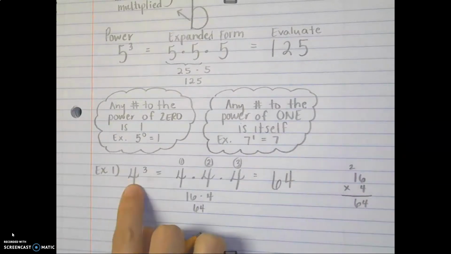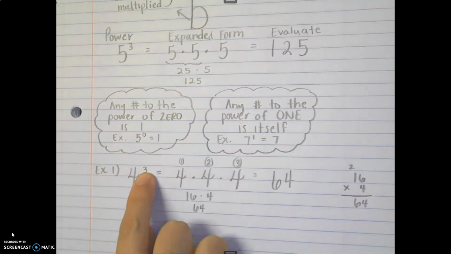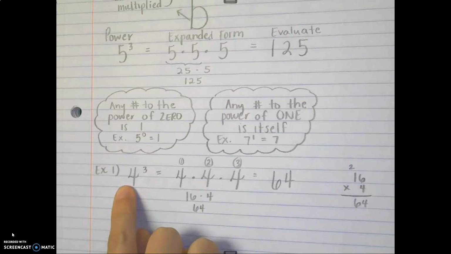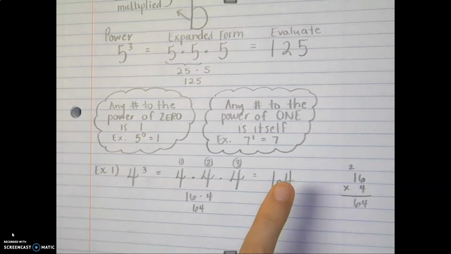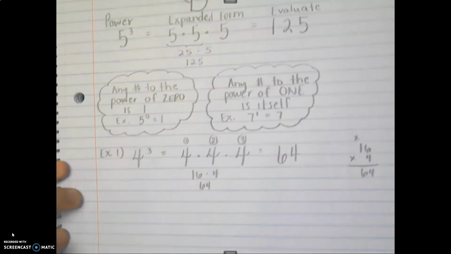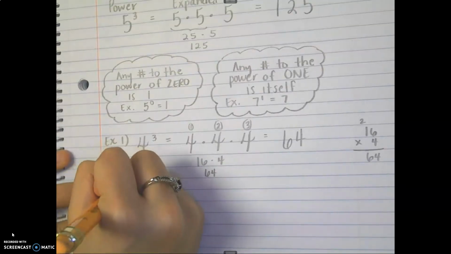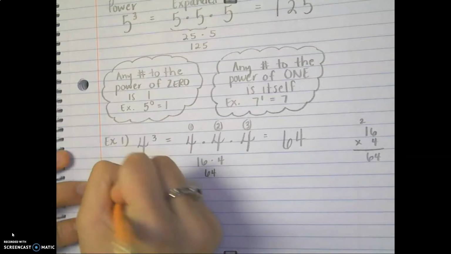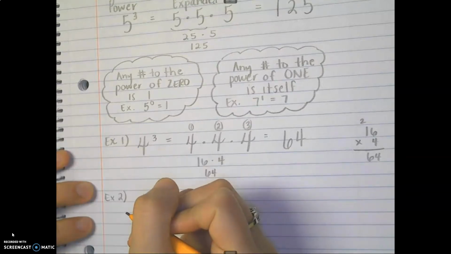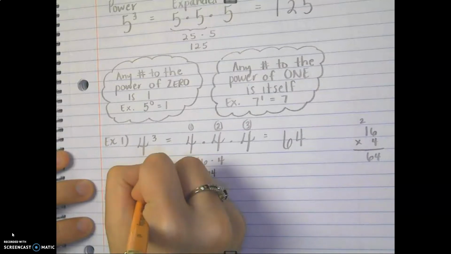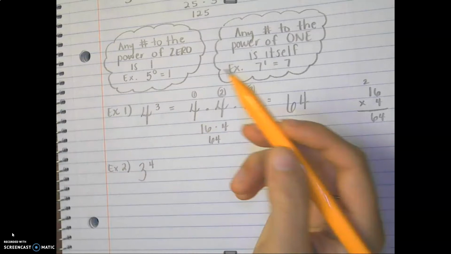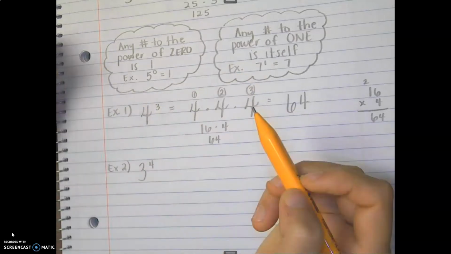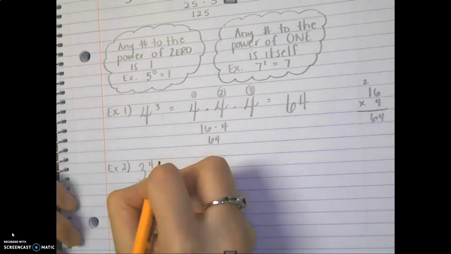Notice that we do not multiply 4 times 3. This is not the same as 4 times 3. My answer is 64. If I multiply 4 times 3, that's going to give me 12. And they are not the same. Let's try another one. 3 to the power of 4. Now, they are the same numbers. However, they are in different spots. So that means they're going to give us a different answer.